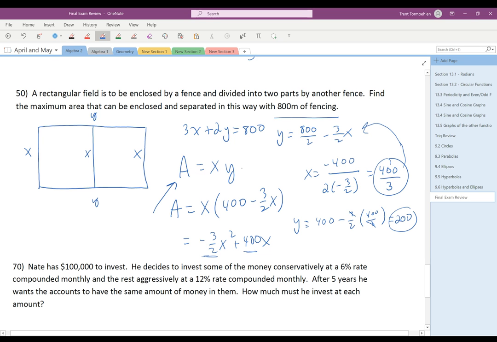And so you multiply those together and you get 400 over 3 times 200, which equals 80,000 over 3, or approximately 26,666.66 repeating, or however you decided to write it.